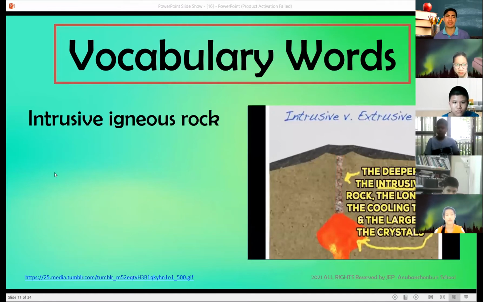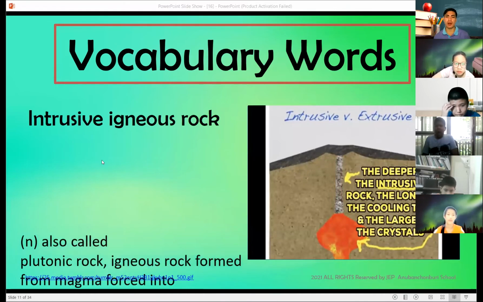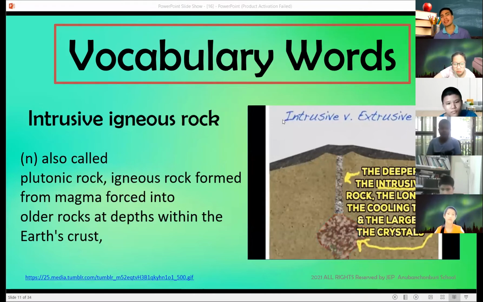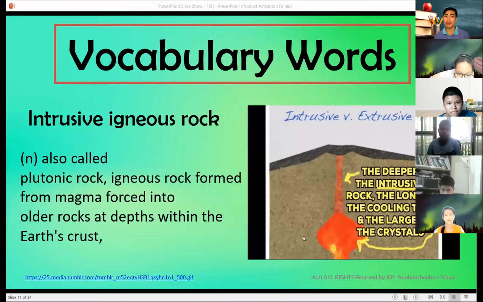Next item is intrusive igneous rock. Basically speaking, an intrusive igneous rock is a rock that was formed slowly or quickly.